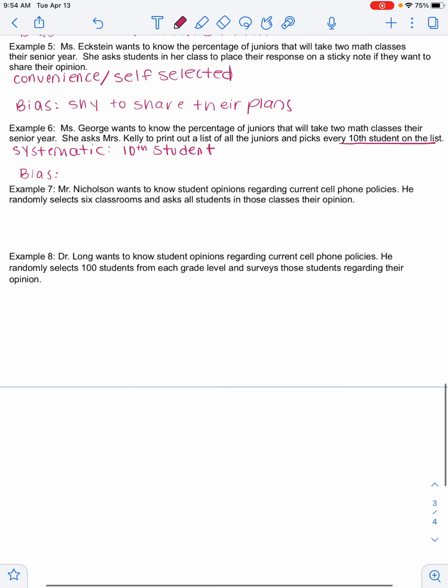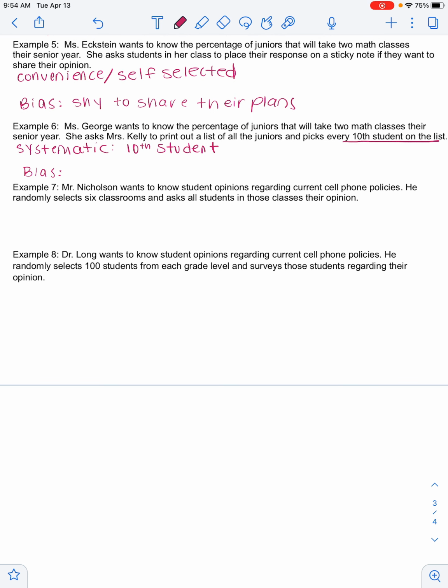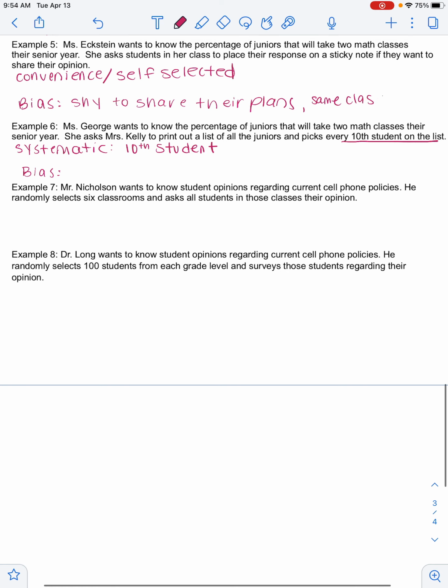Again, in Miss Eckstein's class too, we didn't really mention this, and I had mentioned it for Miss Foy, but again, those are all juniors that are already in the same math class. And so that also creates a bias, because they are already in the same class. So the likelihood of them taking the same classes next year is higher, versus when Miss George does a systematic sampling method, she's choosing students from all over the school, not just in one math class. And so it's more likely that their answers will vary.